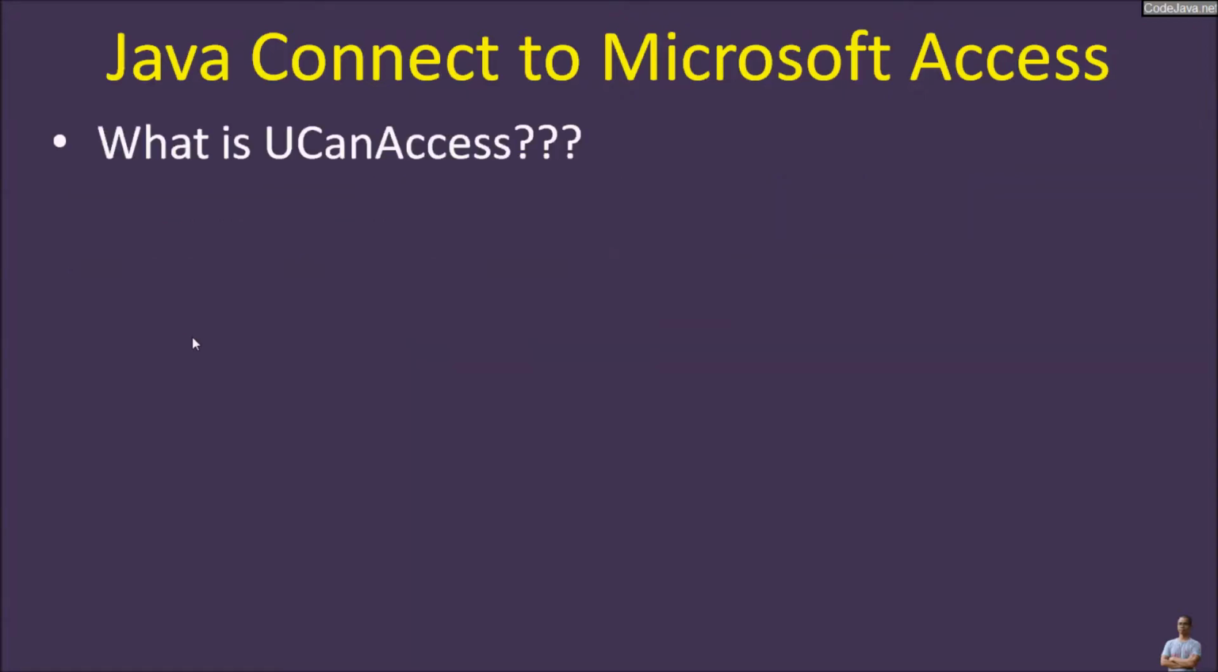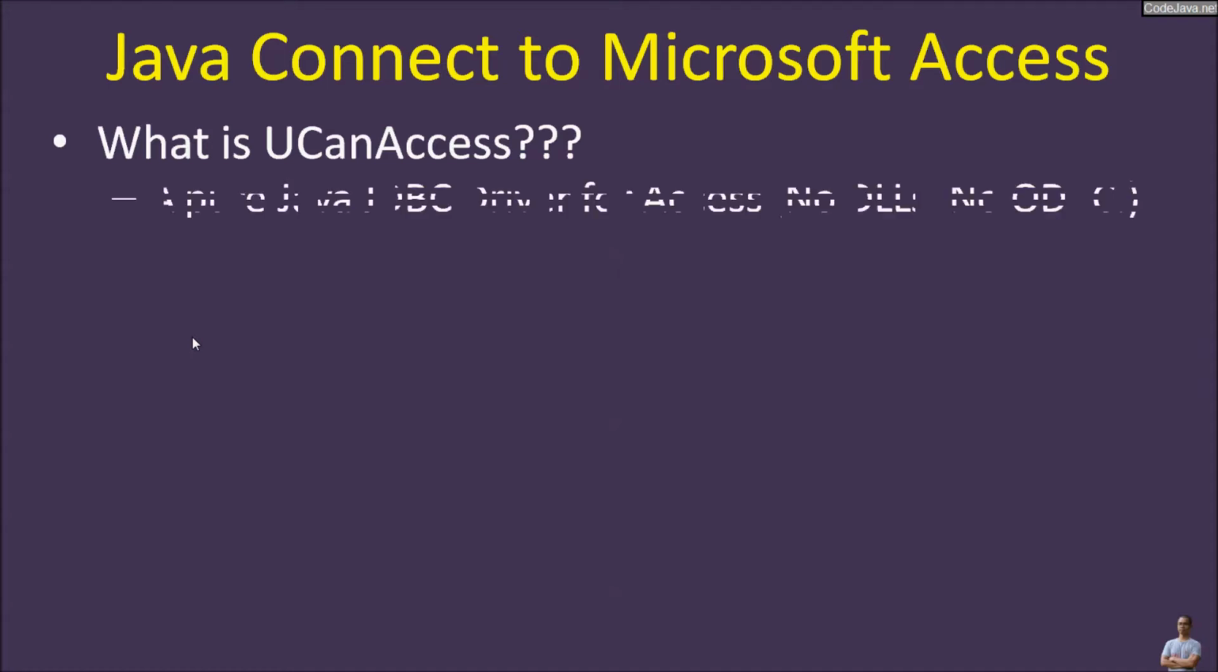So, what is UCanAccess? Microsoft doesn't provide an official JDBC driver for Access database, so we need to use a third-party library like UCanAccess to allow Java applications to connect to Microsoft Access database. UCanAccess is a pure Java JDBC driver for Access. It is implemented completely in the Java programming language. So when using UCanAccess, no DLL is required, no ODBC. You can even use Microsoft Access database in operating systems other than Windows.